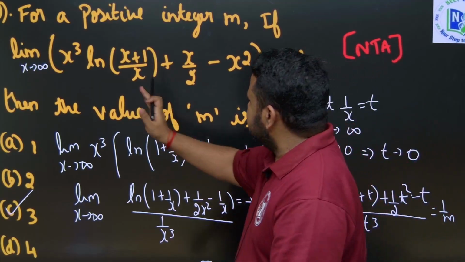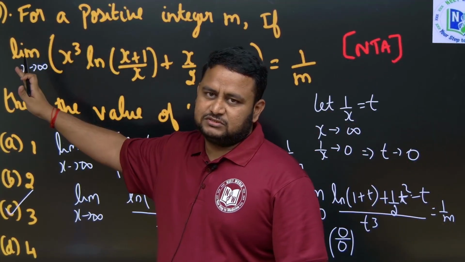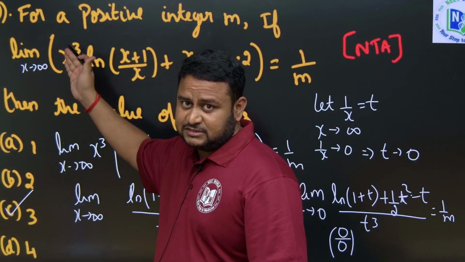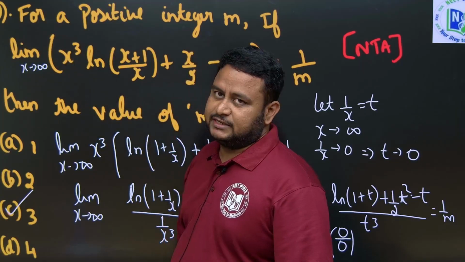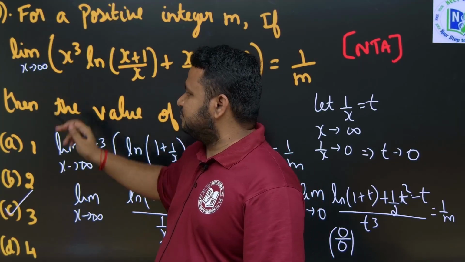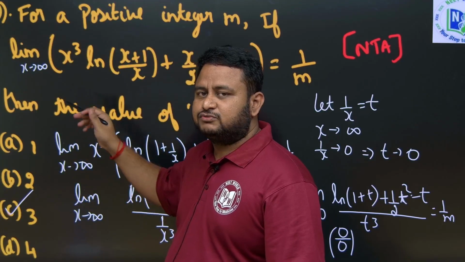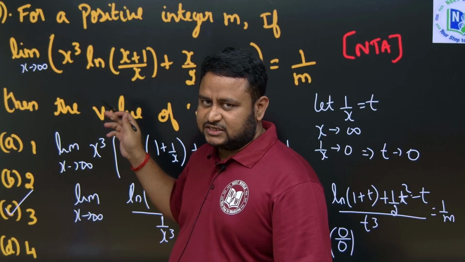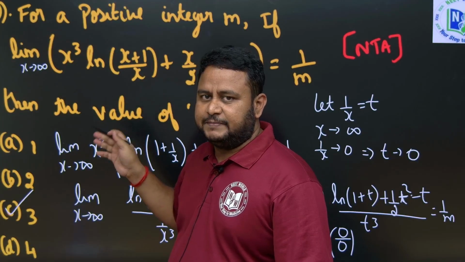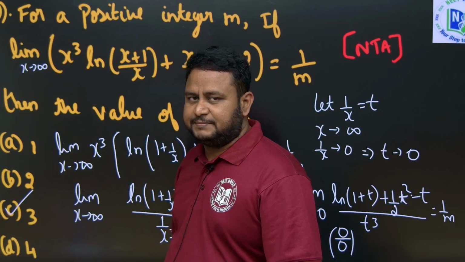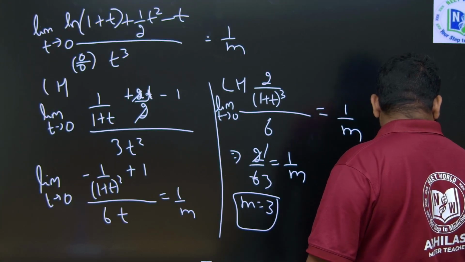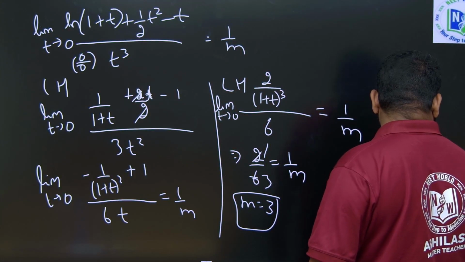So here the main thing is you have to take x cube outside and write it in such a way that it comes to the denominator, because as x tends to infinity, 1 by x tends to 0. So that 1 by x I made equal to t. As x tends to infinity, 1 by x tends to 0, that means t also tends to 0. This is the main thing you have to note. It was a little calculative, but it's a simple question.